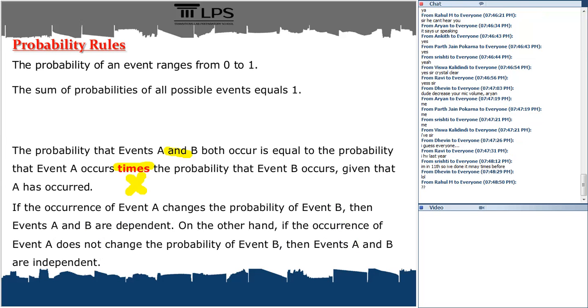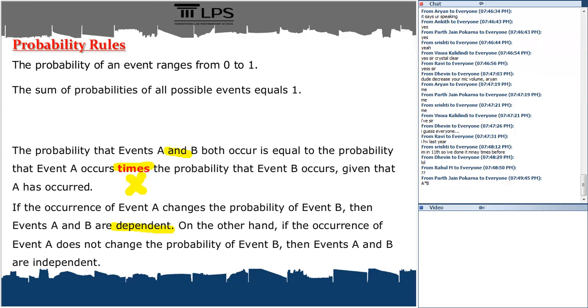If the occurrence of event A changes the probability of event B, then event A and event B are dependent events. Okay, so this is a very important concept. You may be tested on this idea of dependent events, and we will look at this particular idea a little more in detail also. On the other hand, if the occurrence of event A does not change the probability of event B, then event A and B are independent events.